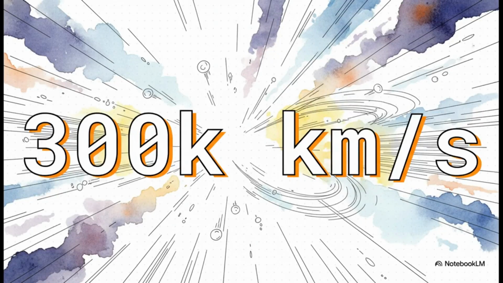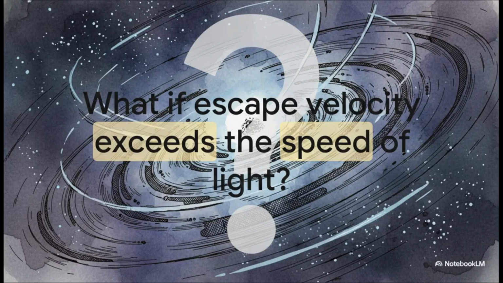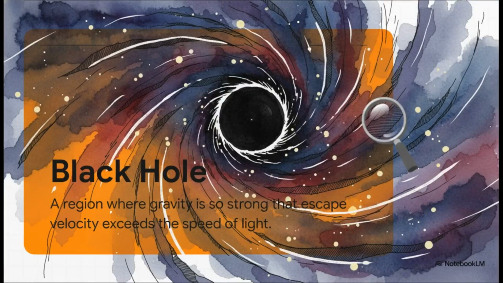Now, let us consider the ultimate speed limit in the universe, the speed of light, approximately 300,000 kilometers per second. This leads us to a final, critical question that pushes the concept of escape velocity to its absolute physical limit. What happens when an object is so massive and so dense that its escape velocity exceeds the speed of light itself? The answer, of course, is a black hole.